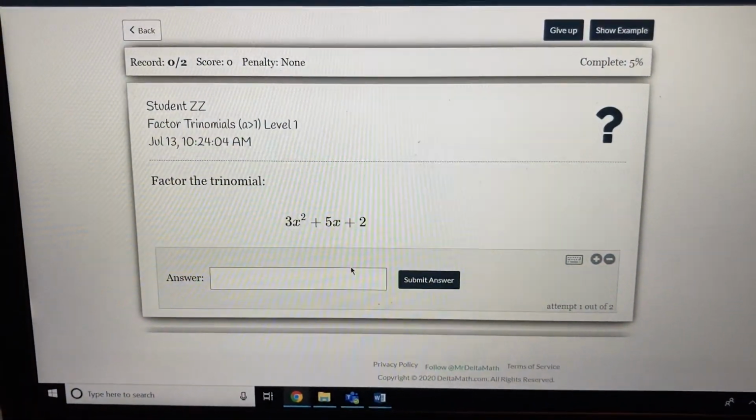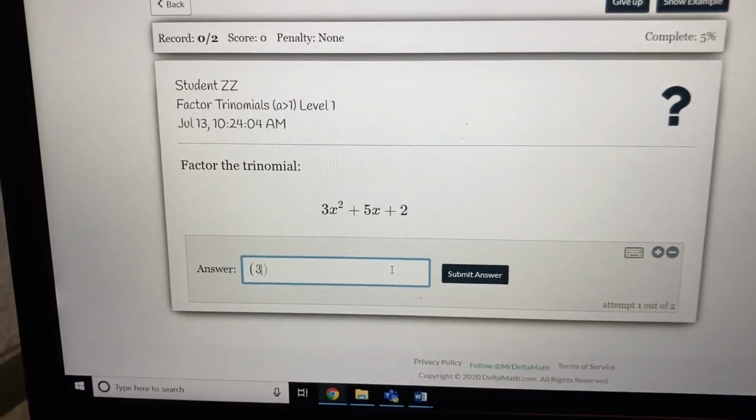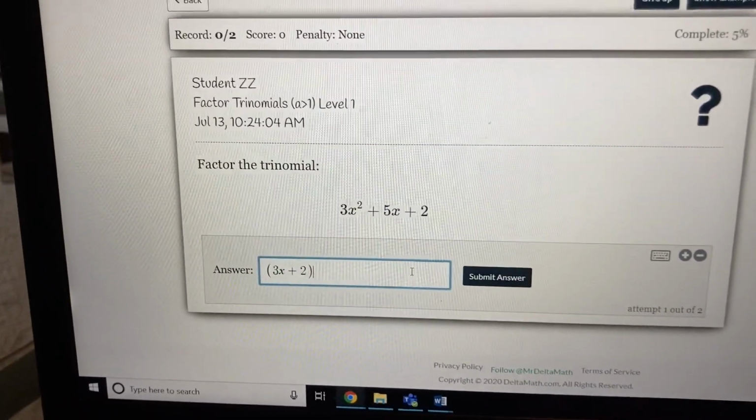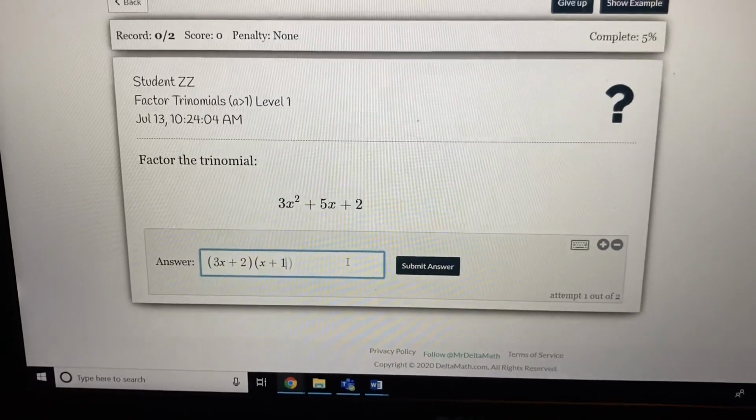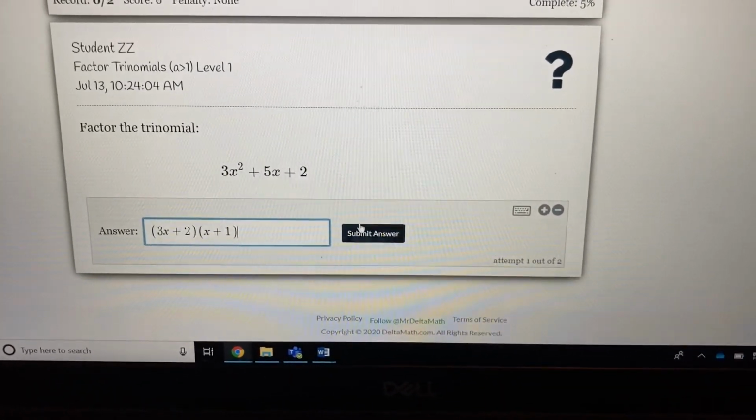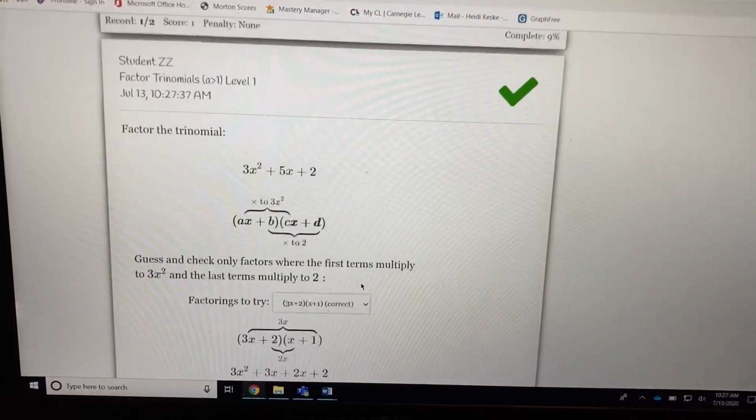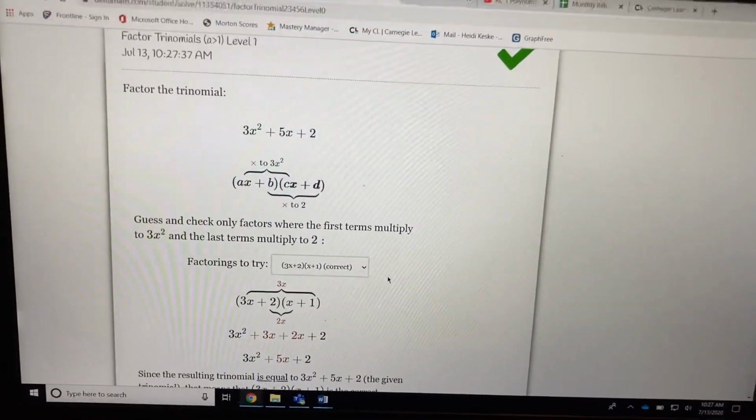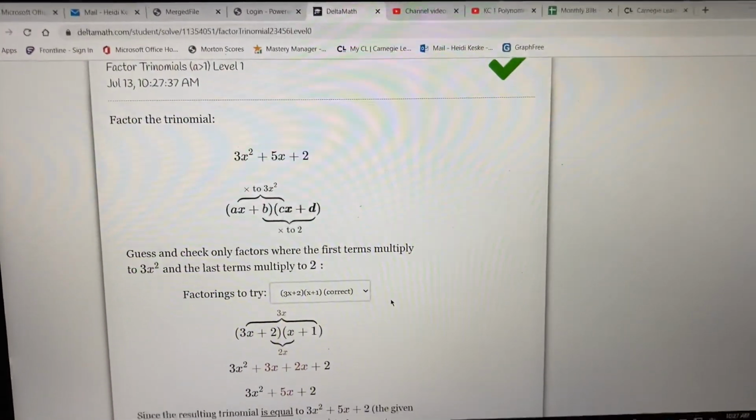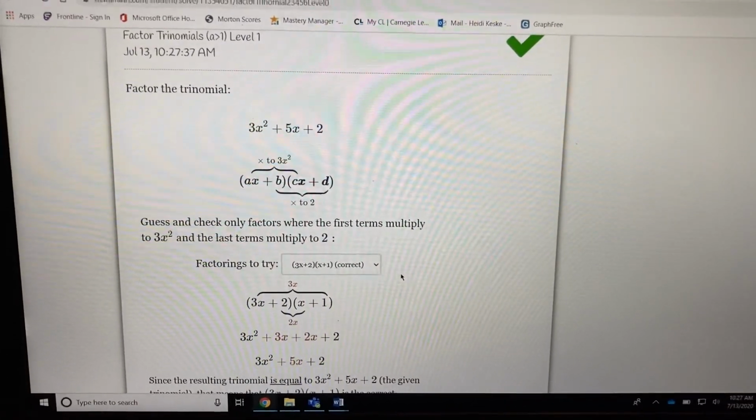And then we can type that into our answer on Delta Math. It all goes right next to each other. 3x plus 2 and 1x, or just x, plus 1. Now they're going to show you a little bit of a different method. Same idea. You can use Delta Math's method, or you can use the method that I just showed you. Or if you know another method, you're free to use that as well.